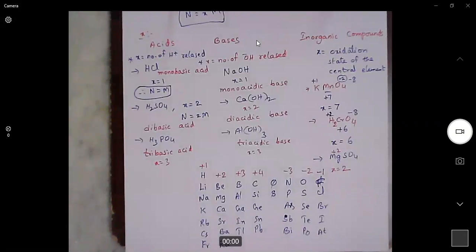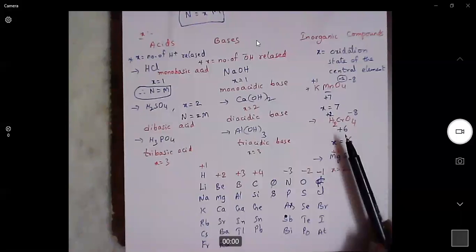So these elements have fixed oxidation states. We need to remember the oxidation state of these elements. And other elements, they will have variable oxidation states.